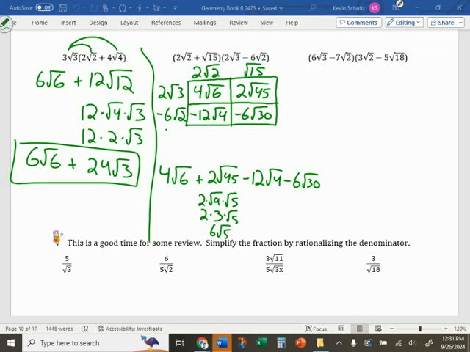Next one. Can we simplify negative 12 times root 4? Yes, root 4 is a perfect square, which is 2. It becomes negative 12 times 2, or negative 24.